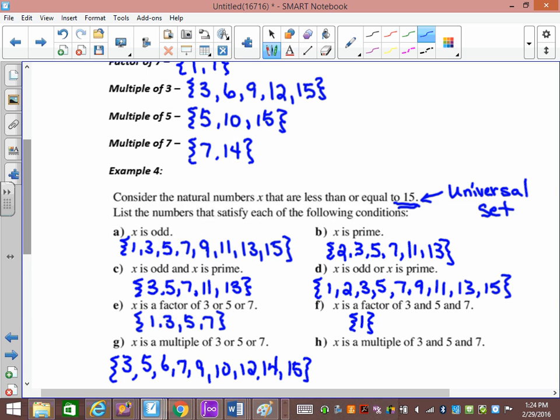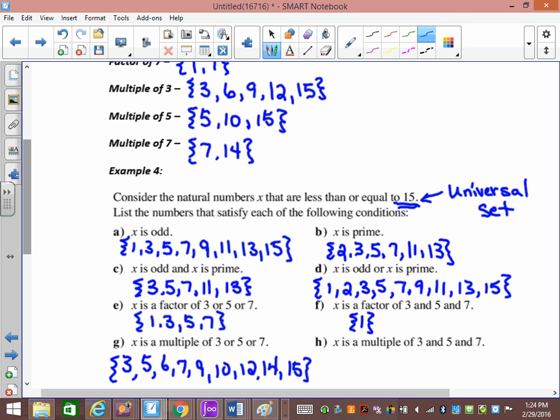So this is a lot easier because I wrote all the numbers up here, right? So if you have a word like multiples of 3, 5, or 7, find all the multiples of 3 first. Find all the multiples of 5 first. Find all the multiples of 7 first. Then do the or part of it. It makes life so much easier. You won't miss a number.